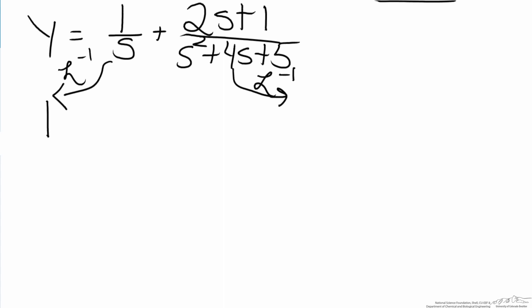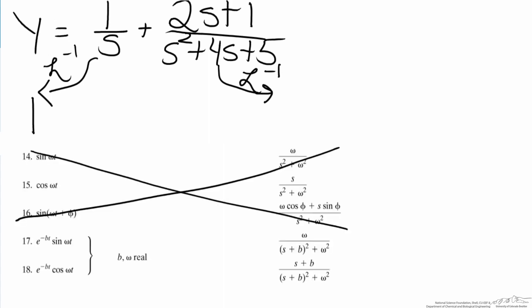In order to take the inverse Laplace transform of the second term, we have to go back to our Laplace transform sheet. As noted before, our focus here will shift to the bottom two equations because we don't have a perfect s squared plus omega squared in our denominator. But what we now need to do is find b and omega.